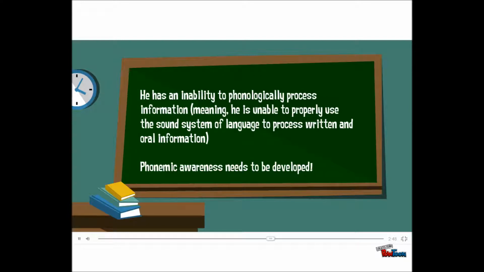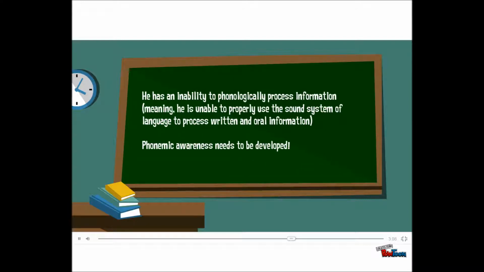Billy has an inability to phonologically process information. This means that his brain is unable to properly use the sound system of language to process written and oral information. This program teaches one of the processes, phonemic awareness. In order to master alphabets and eventually words, phonemic awareness needs to develop in Billy. Right now, he has difficulties identifying, isolating, and manipulating phonemes.